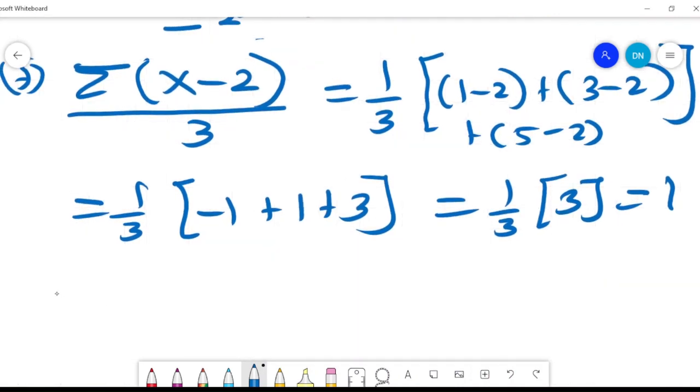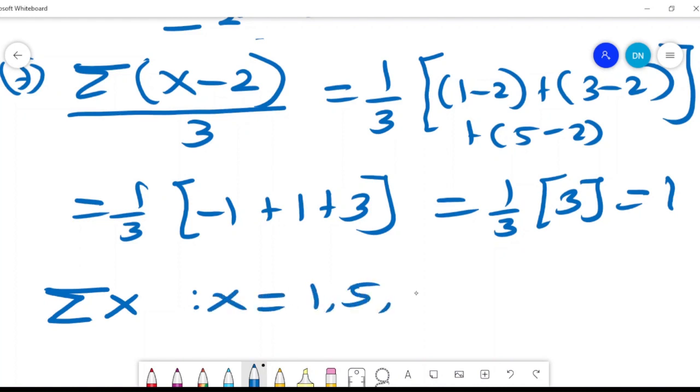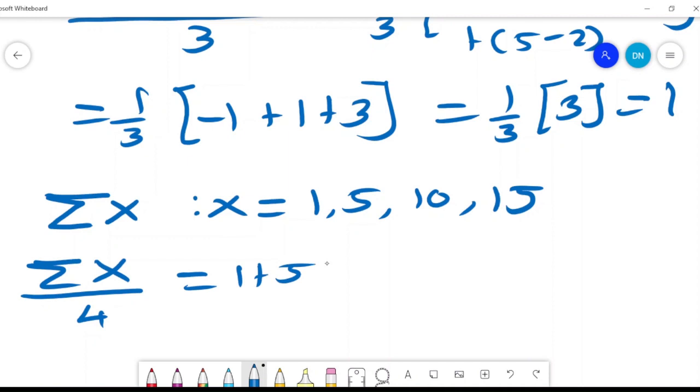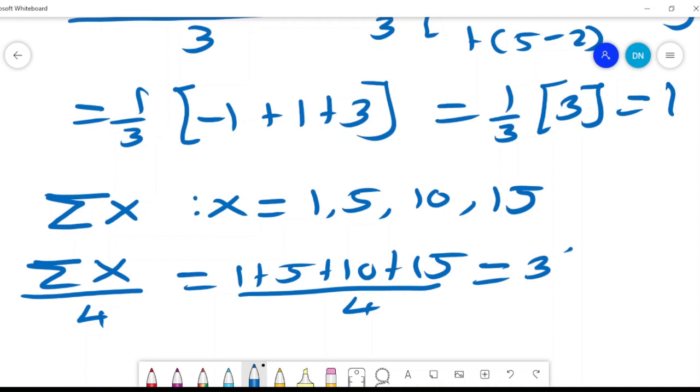So this should give you an idea of what we mean when we say that we are using the summation sign. Whenever you see this symbol, you look for the values that have been given, the values of x, the numbers that you've been given, and then basically you're going to do the summation of them. So whatever operation you've been given, maybe you've been told sum x and divide by a number like 4. So it will be 1 plus 5 plus 10 plus 15 divided by 4. So those are the steps you take when you're dealing with the summation sign.